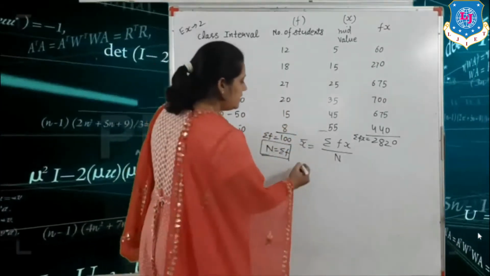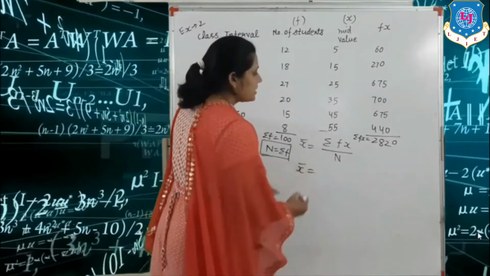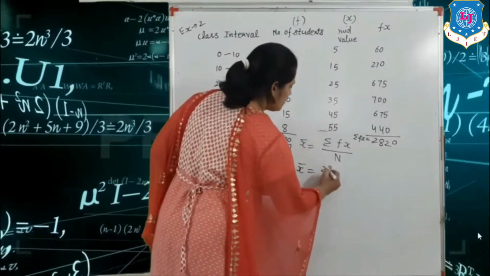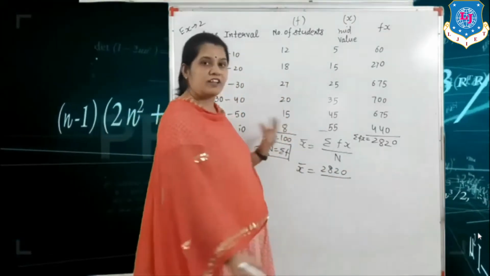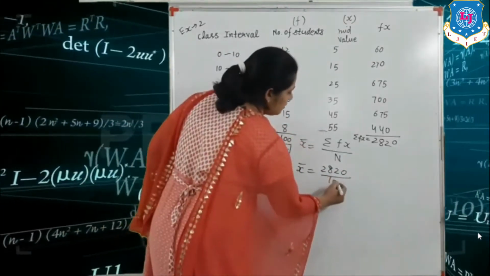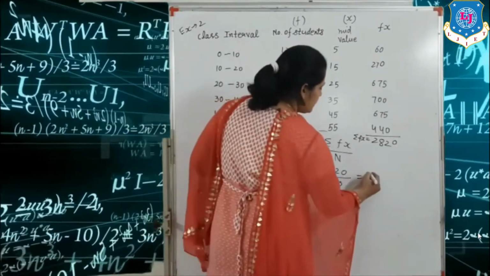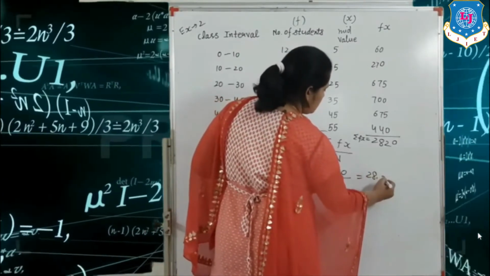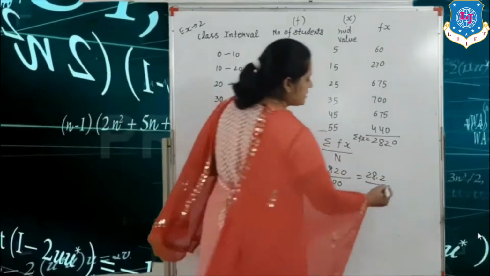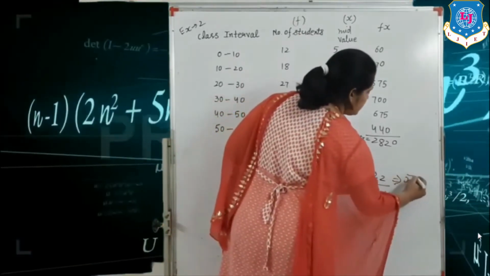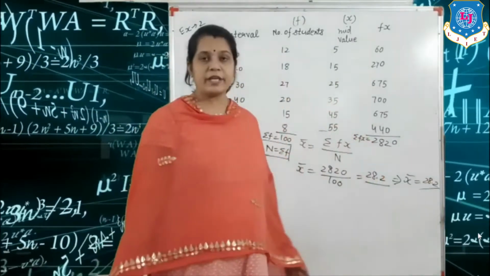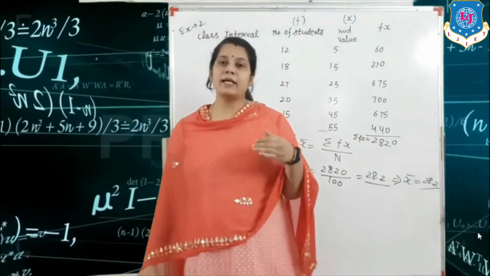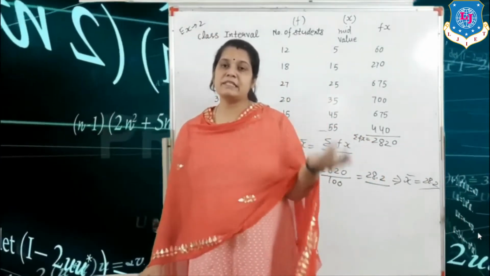So put x bar is equal to summation fx, that means 2820, divided by the summation f or capital N, which is 100. So the answer is 28.2. Okay, so your x bar, that means the arithmetic mean, is equal to 28.2. This is the example of the arithmetic mean, the simple way.